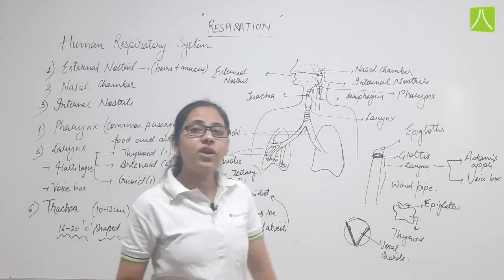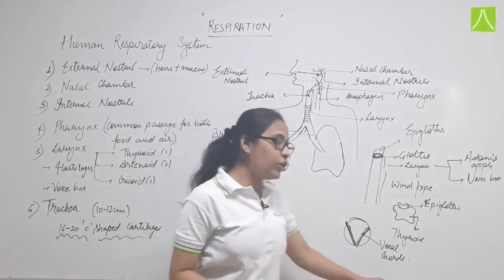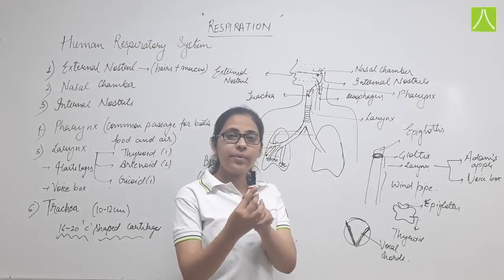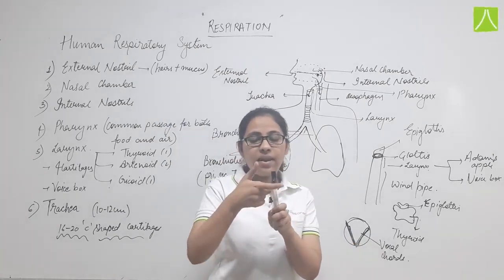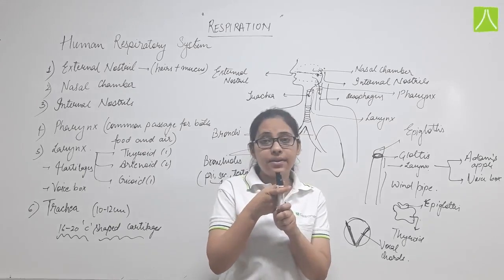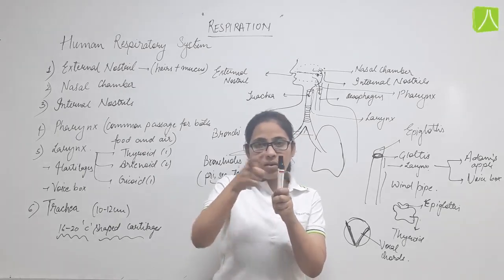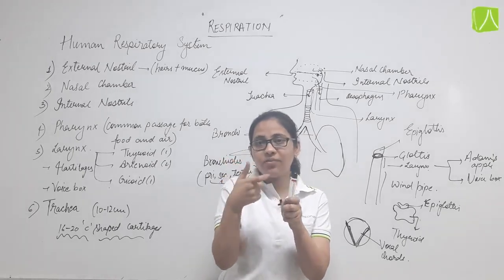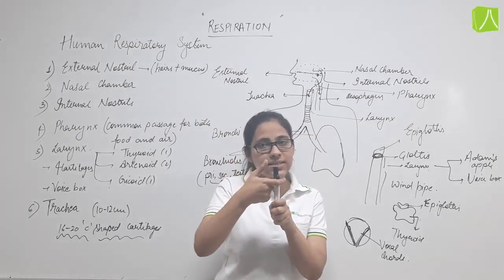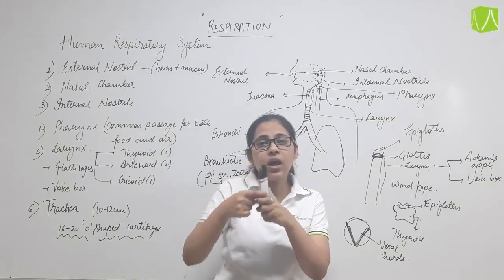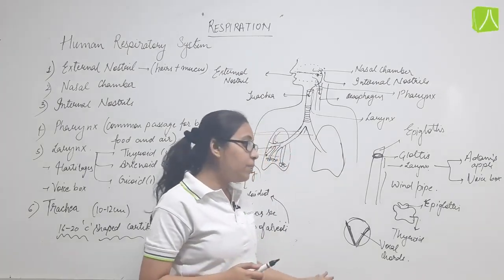Now, what is its function? I have told you this is the windpipe and this is the esophagus. It has C-shaped, incomplete C-shaped cartilages like this. I am talking about hemispherical circles or rings. They are present in this way at the front part of the windpipe.